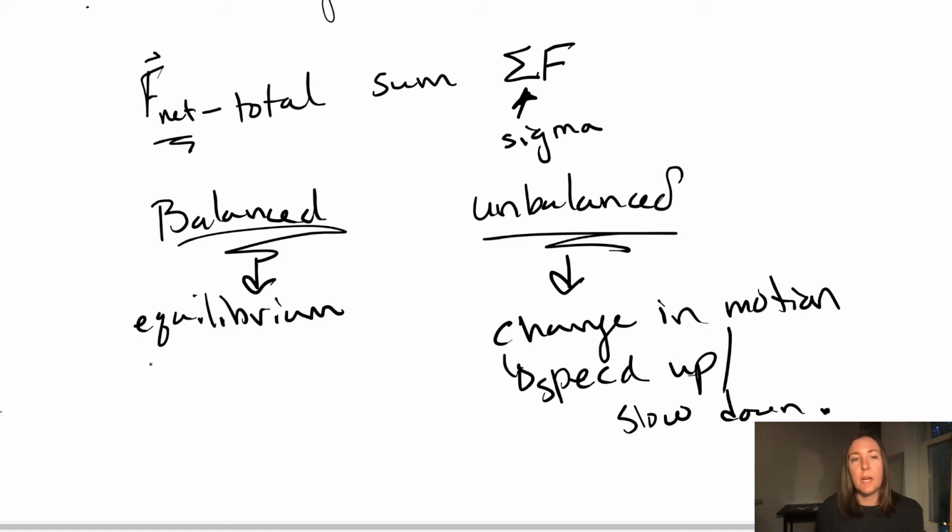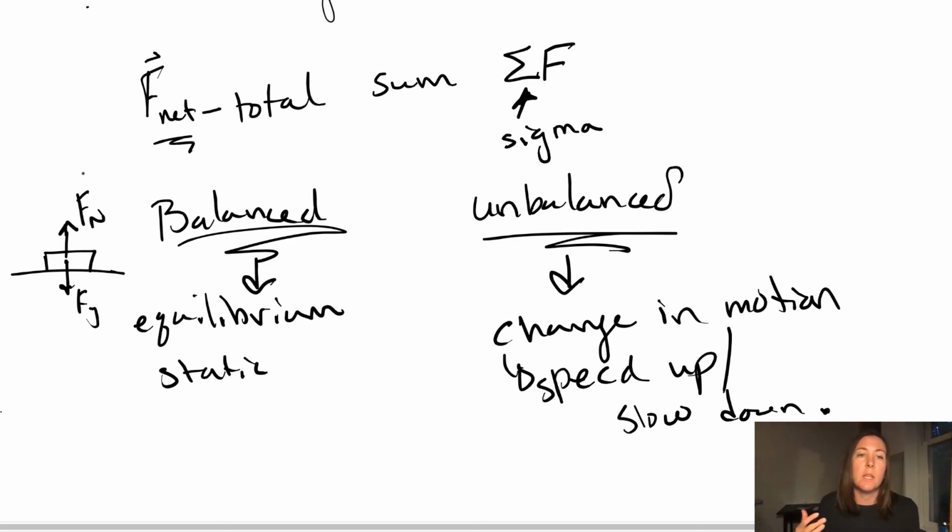There are two ways to have equilibrium. That's static equilibrium, meaning an object is stationary. So I have a book on a table and the force of gravity pulls it downward. The normal force or the support force is pushing upward on it, holding it up. These forces are balanced. This object is in static equilibrium.